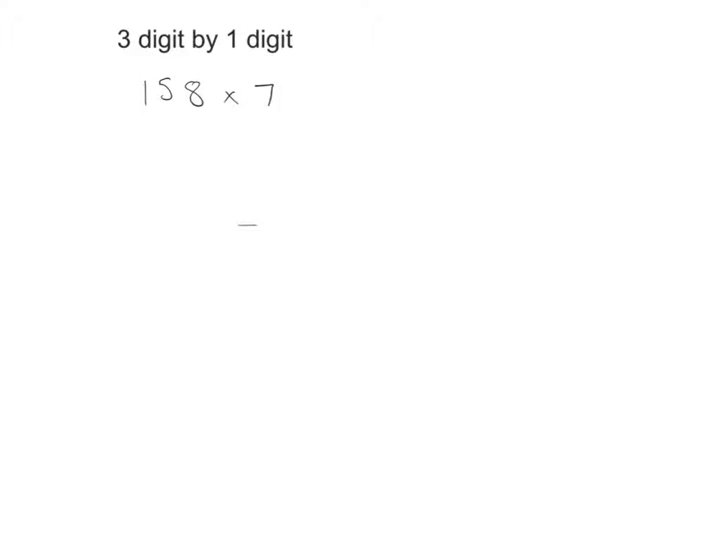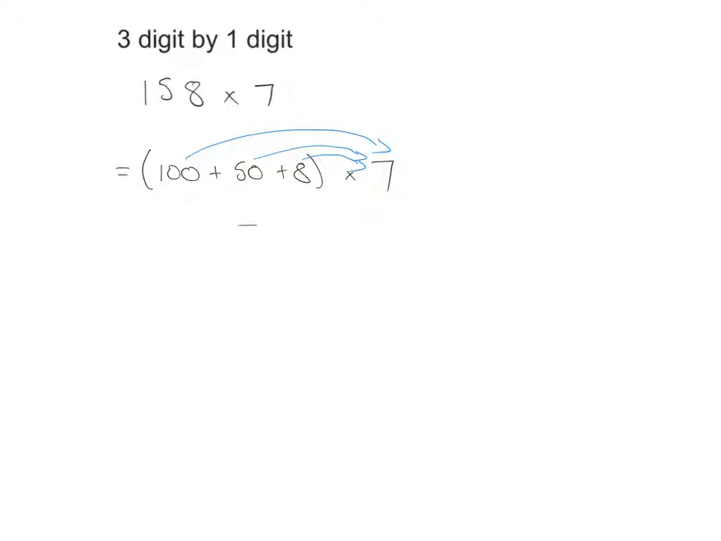Next page, a 3-digit by 1-digit. Same process. First step here is to expand out the 158. So we're going to write 158 as 100, 50, and 8, and we're going to multiply this by 7. Now you can see we've got three things that need to multiply. This 100 needs to multiply to the 7. The 50 needs to multiply to the 7. And the 8 needs to multiply to the 7.